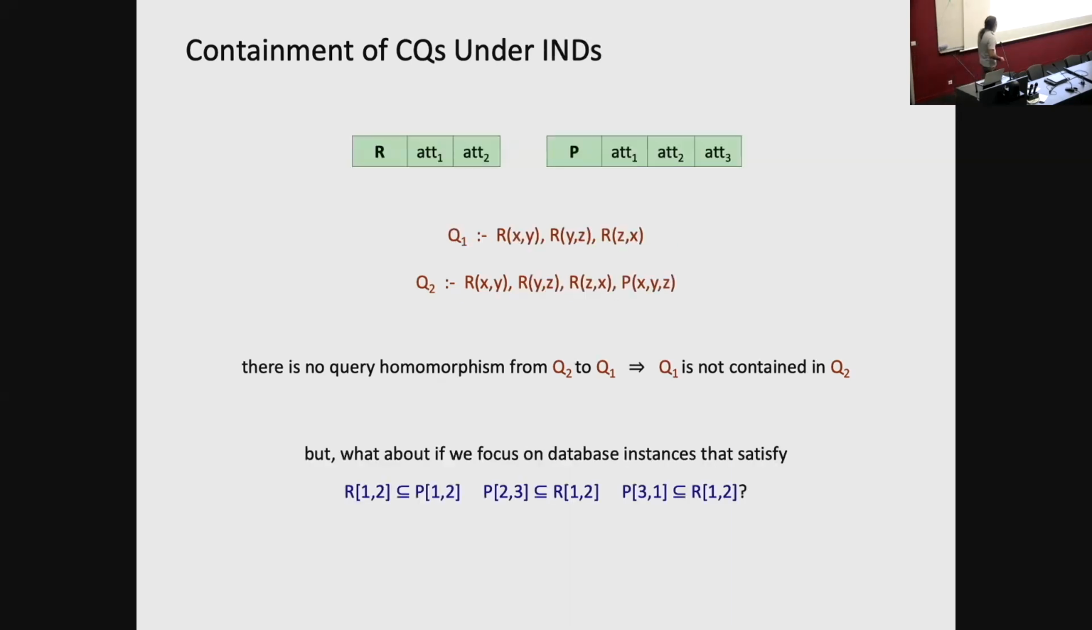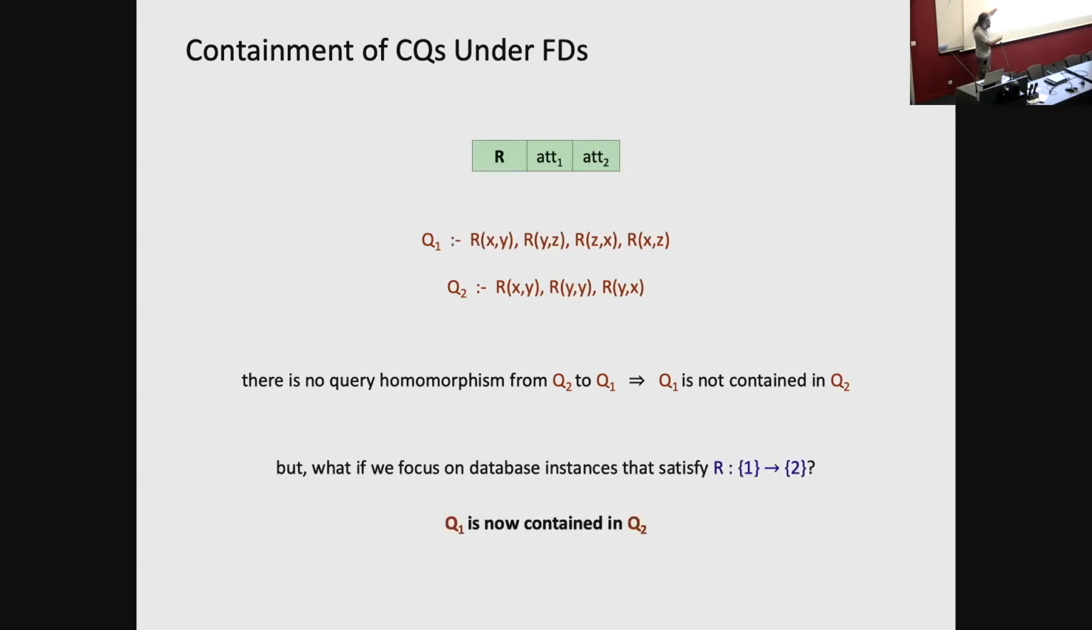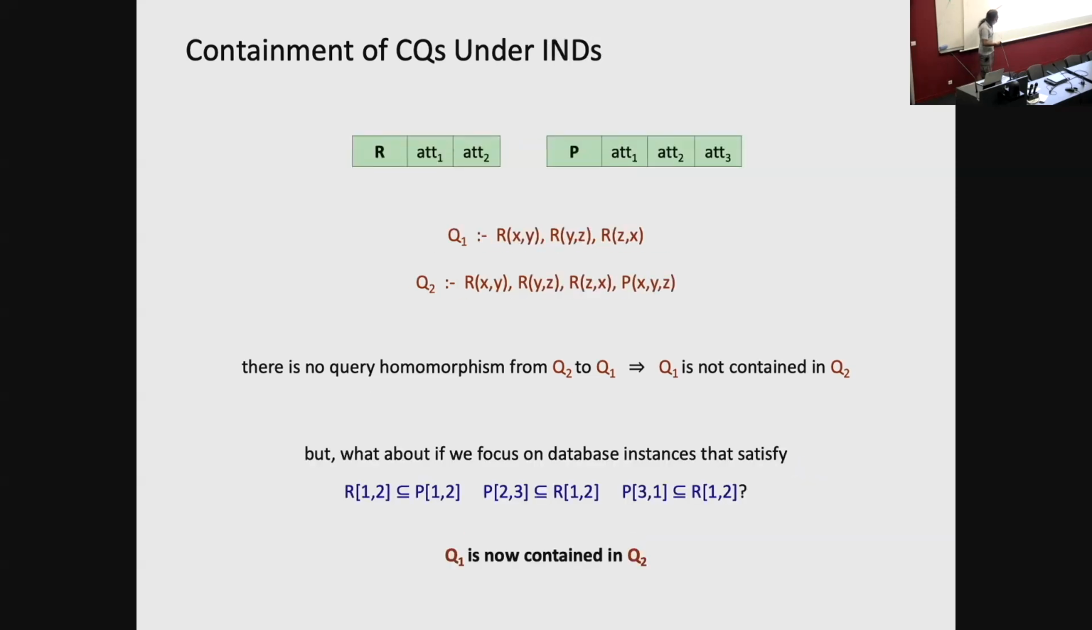And the same for inclusion dependencies. I will not go through this example. It's an example with inclusion dependencies that illustrates exactly the same thing as here: that if we take into account the inclusion dependencies, containment now holds, although with arbitrary databases, it doesn't hold.